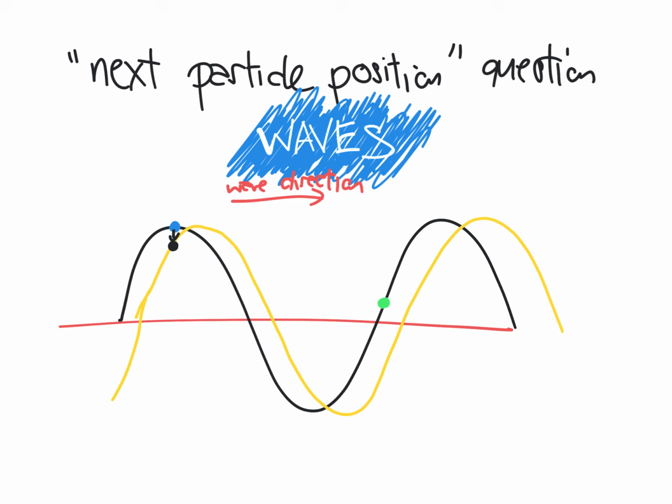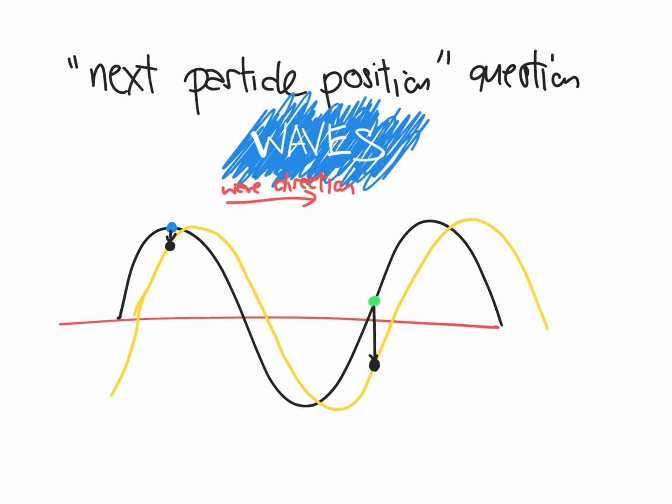What about this one over here? Where did it go? To be part of the yellow wave, knowing that it can only go up and down, this had to go down also. And now it's here. Can you see? Both the particles are going to be moving down. Does that make sense? Let's do one more.